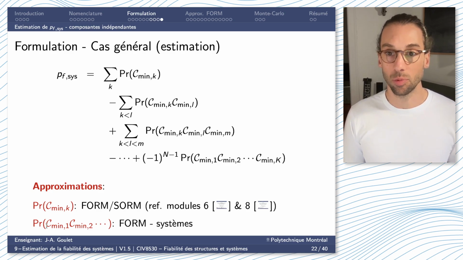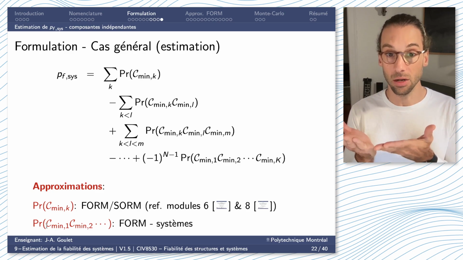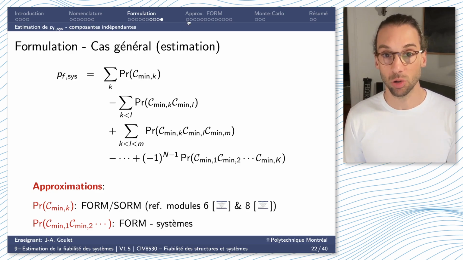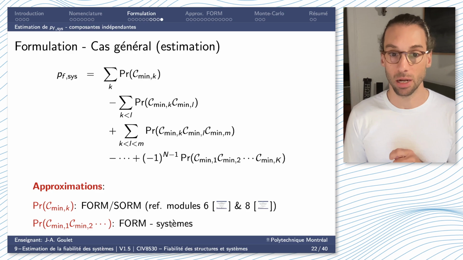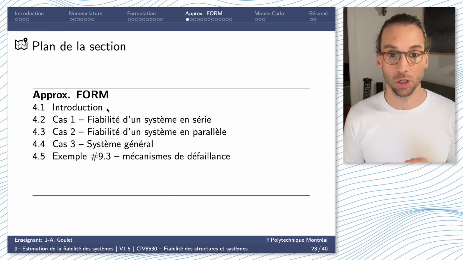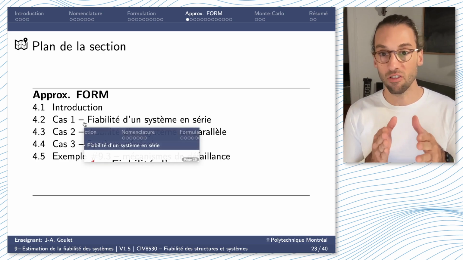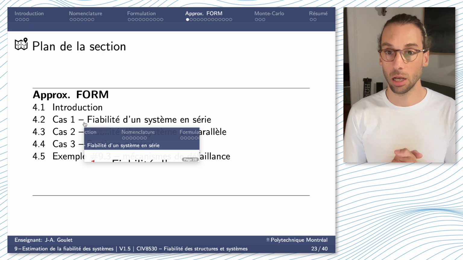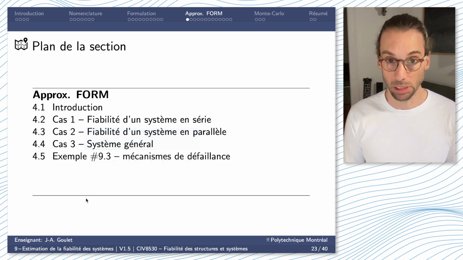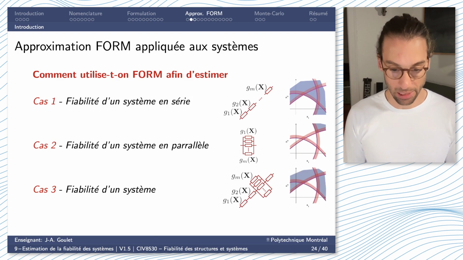Then for the failure probability of multiple cut sets together, we can evaluate this using the system form approximation, and this is what we're going to see in the next subsection. Okay, and this is what we're going to look at now. So how can we evaluate the failure of multiple cut sets simultaneously, using a series system, a parallel system, and how can we do this in general? And then we're going to apply this to an example of failure mechanism.